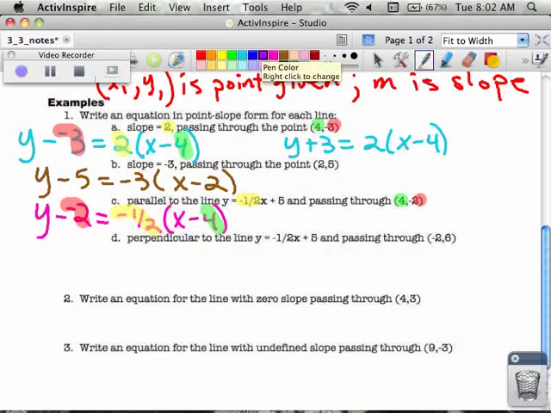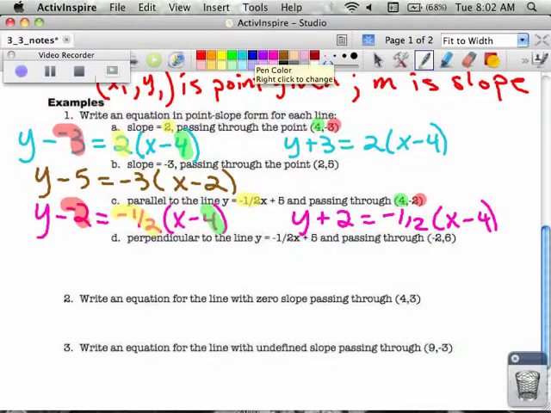Oh, sorry, I should say that in letter C, of course, again, we would simplify this. So I would write down y plus 2 equals negative 1/2 times x minus 4, because you always want to simplify things. Don't forget to do that. Minus minus means plus.